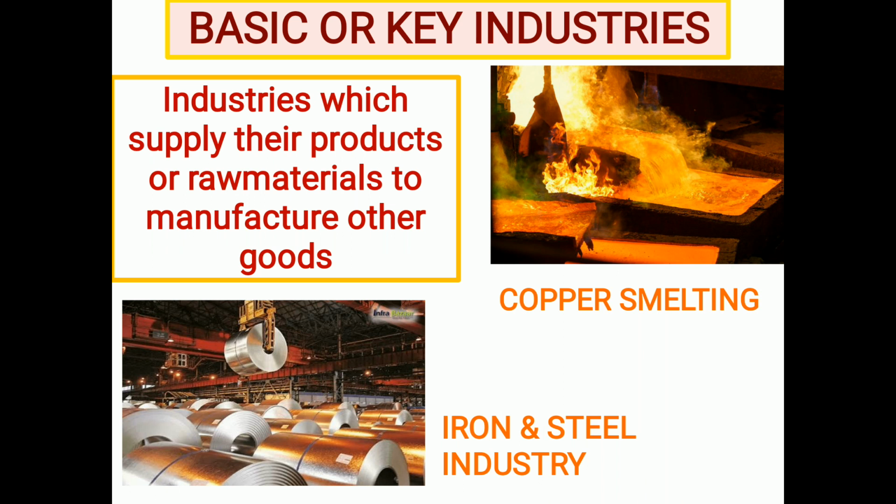For example, iron and steel industry, copper smelting. These iron and steel products are used even for household activities. They are not only used in households and large scale industry, they are also used even in cottage industries. So industries which supply the products or raw materials to manufacture other goods are referred to as basic or key industries. Examples may be iron and steel, copper smelting, aluminum smelting, etc.